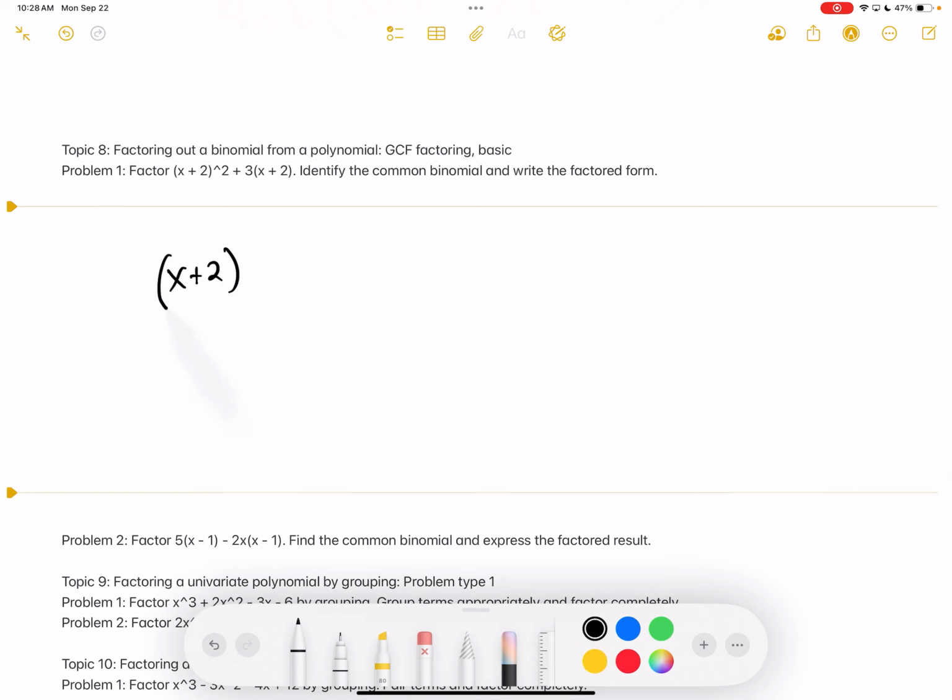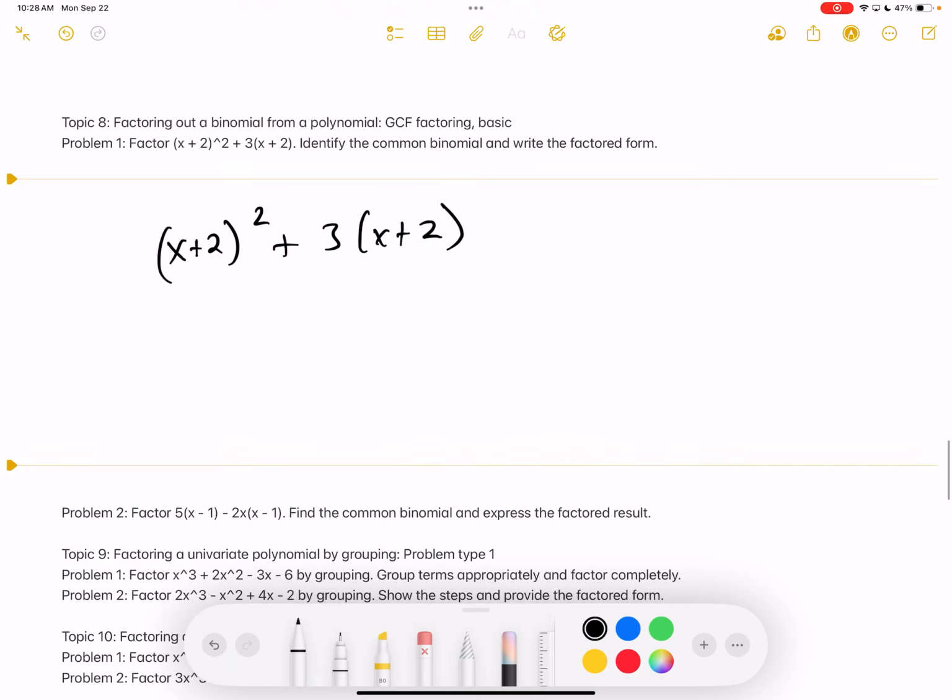x plus 2 squared plus 3x plus 2. All right, these are just kind of weird, to tell you the truth. That's why I want to do it to finish it, and then we don't have to do it. You can look at this and see what's common, right? They both have an x plus 2 in it. So I can actually factor out an x plus 2.